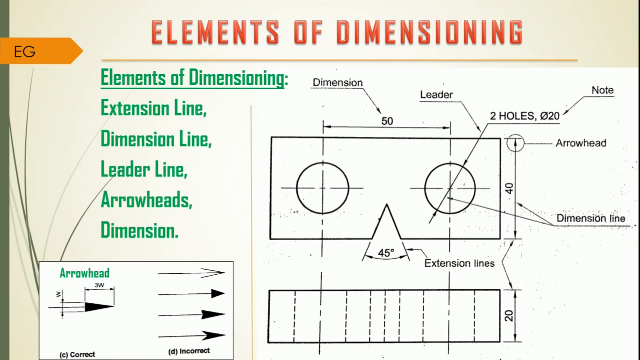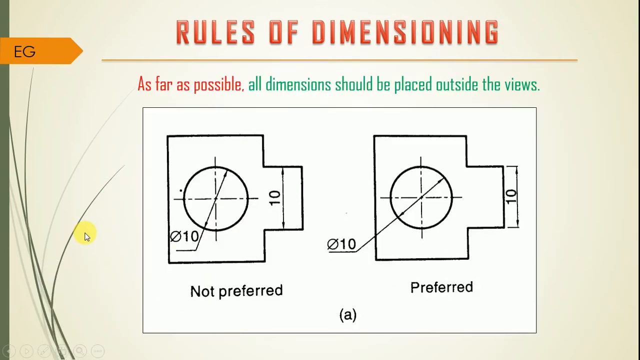So this is about the elements of dimensioning, where we discussed the 5 elements, which are extension line, dimension line, leader line, arrowheads, and the dimension in detail. Move to the next part of dimensioning, which is very important, that is rules of dimensioning. Without following the rules of dimensioning, your dimensioning is again a meaningless activity.